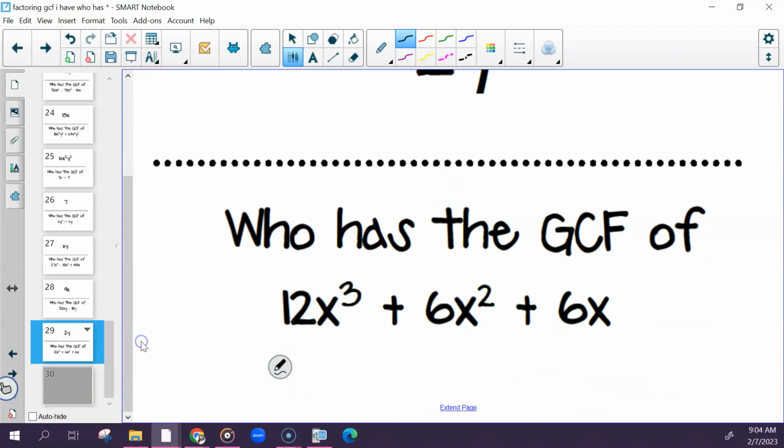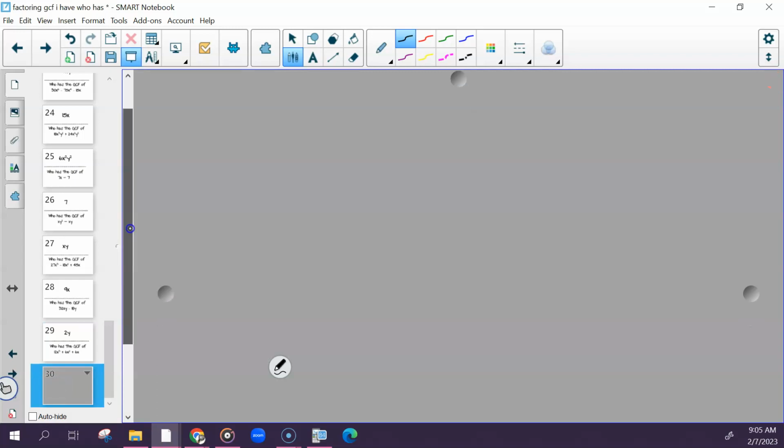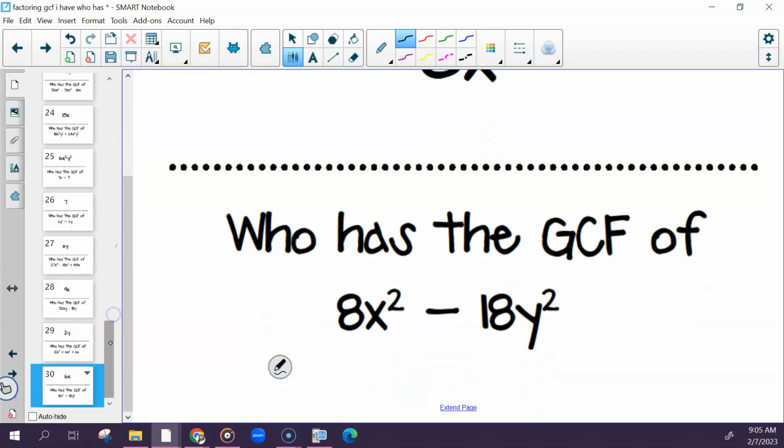12x cubed plus 6x squared plus 6x. And then your last. In which the GCF would be 2, which is what I have. So, good job.